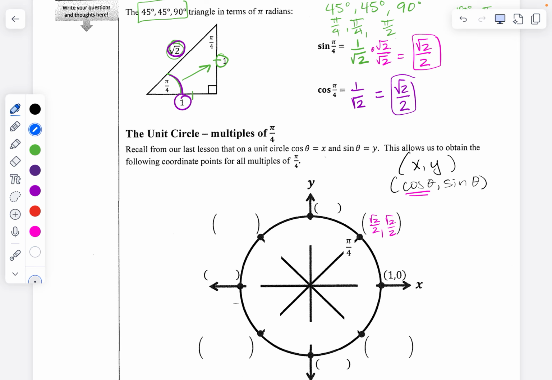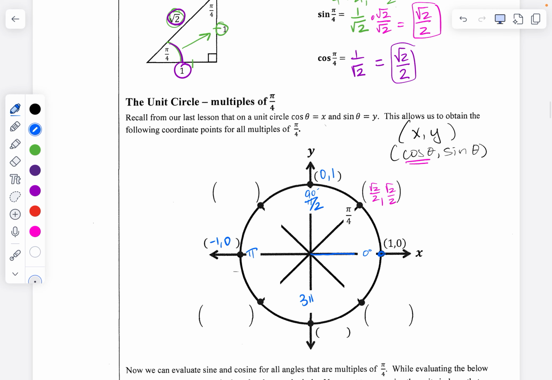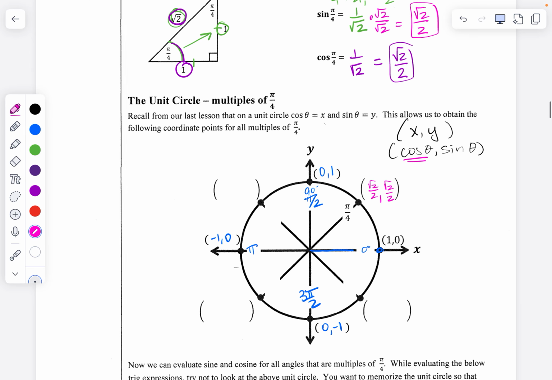We already know if this distance here at 0 degrees is 1 comma 0. At the top here at 90 degrees, or pi over 2, is also 0 comma 1. At pi radians, this is negative 1 comma 0. At 3 pi over 2 radians, this is 0 comma negative 1. Okay, so let's see, what would it be if I looked at here?